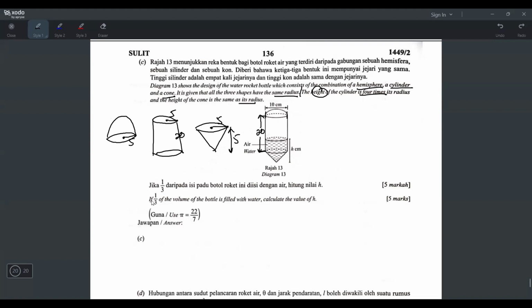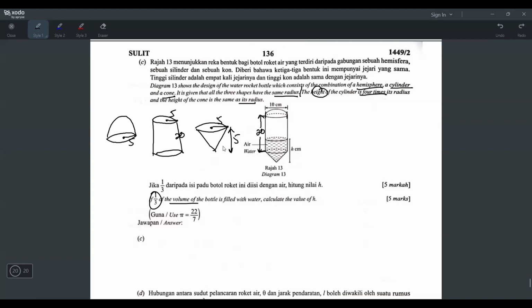Now let's see what it says down here. If 1/3 of the volume of the bottle is filled with water, calculate the value of H. This is definitely a Form 2 chapter, under 3D geometrical shapes, and you have to use the volume formula. They say 1/3 is filled with water, so this part is filled with water. Calculate the value of H.